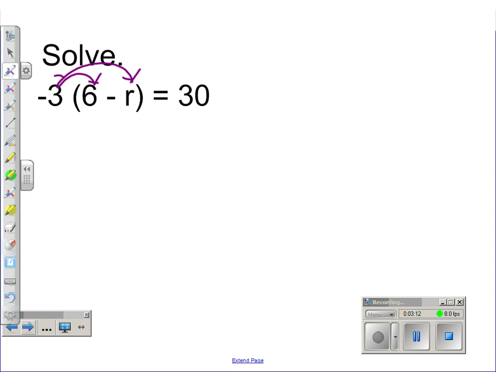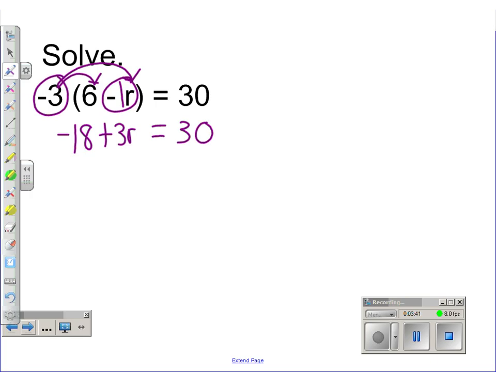So I'm going to multiply negative 3 times 6. That gives me a negative 18. A negative 3 times a negative r. I'm going to look at that as a negative 1r. The number in front of the r, anytime I don't see a number, I know that it's a 1. So a negative 3 times a negative 1 is a positive 3, and then I bring down the r. Notice that the equal signs are lined up. And now, my friends, we are at a two-step equation.